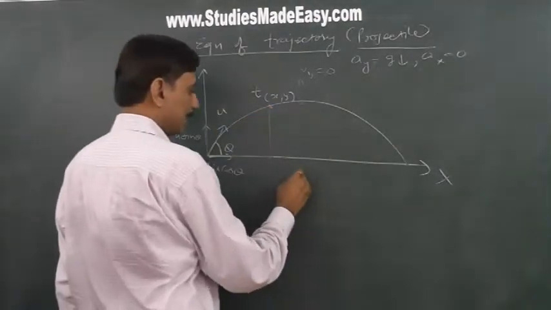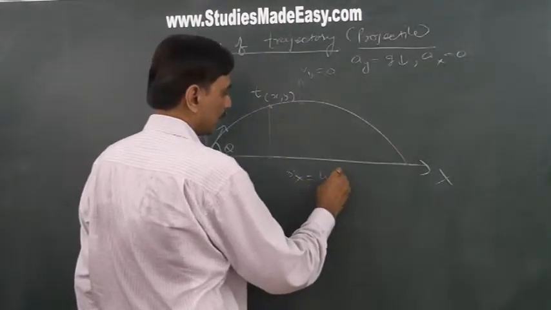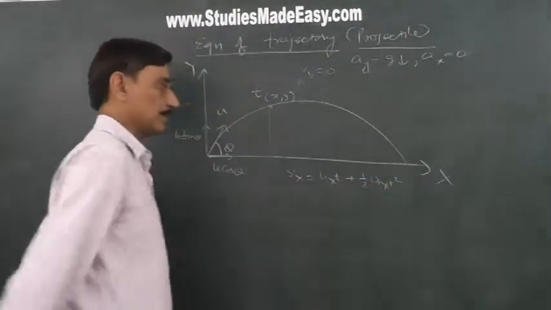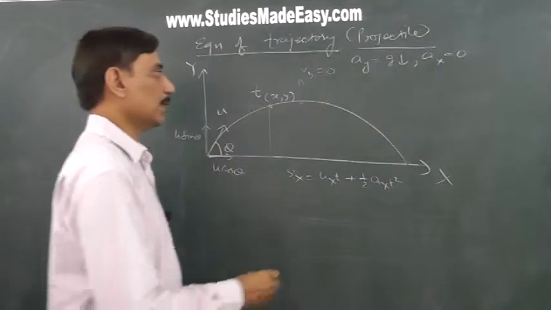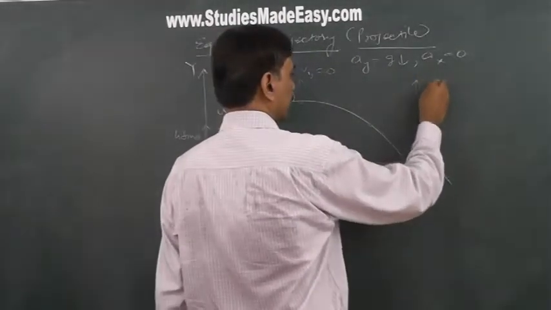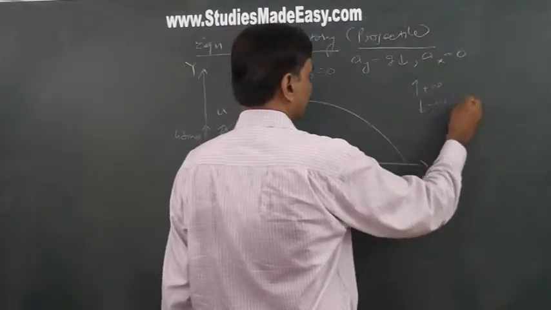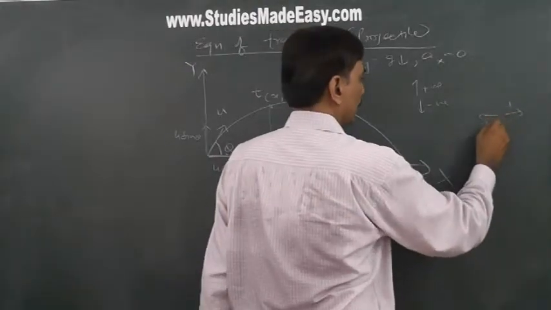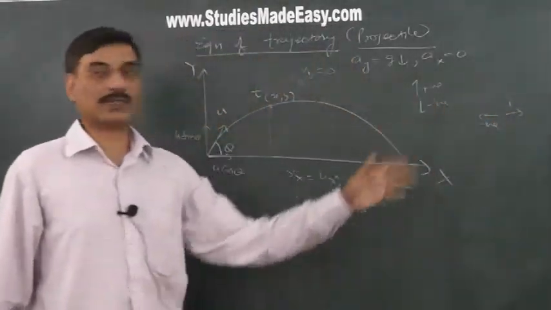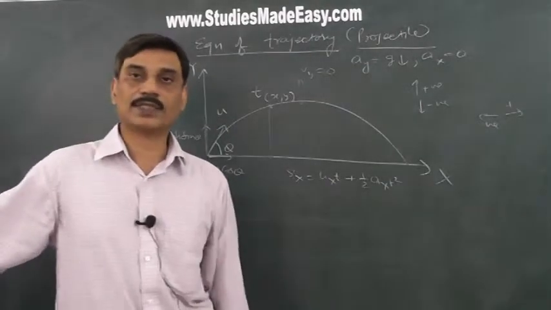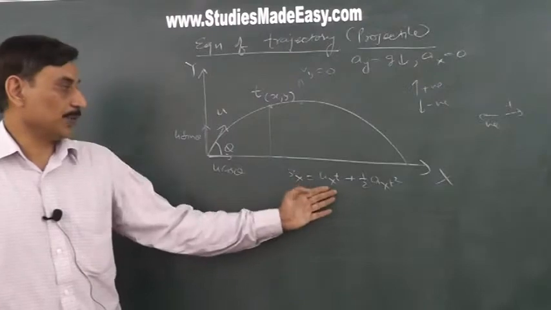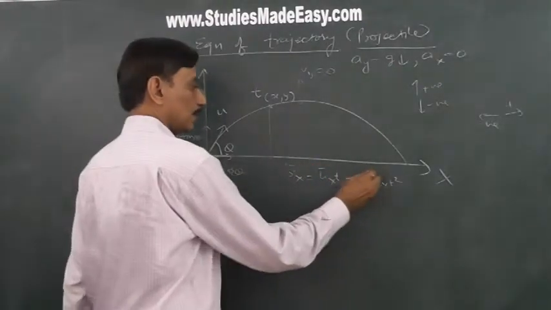So if I write Sx is equal to uxt plus half axt square. If you remember, we have taken upward vectors as positive, downward vectors as negative. This way vectors as positive, this way vectors as negative, the opposite direction. You know that a vector has a direction also. So over here, Sx is equal to uxt plus half axt square.